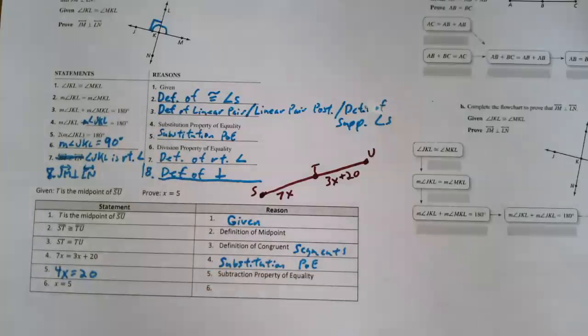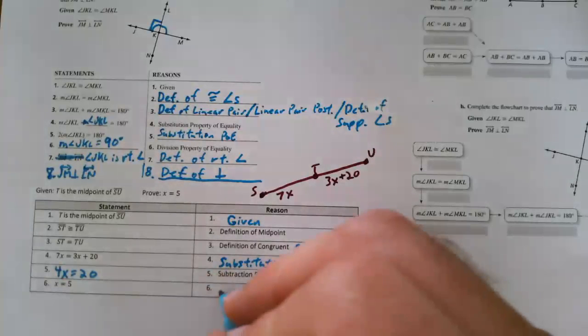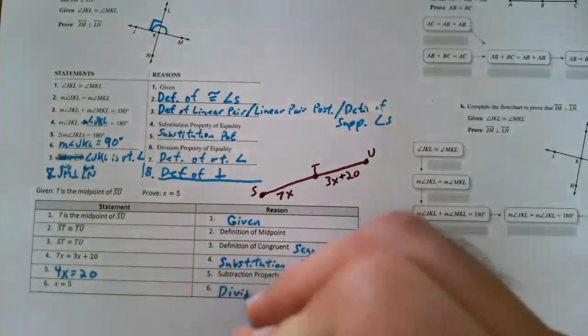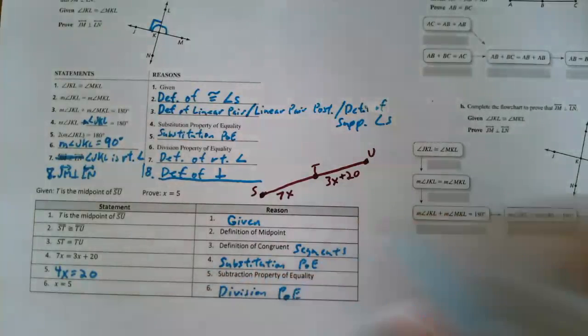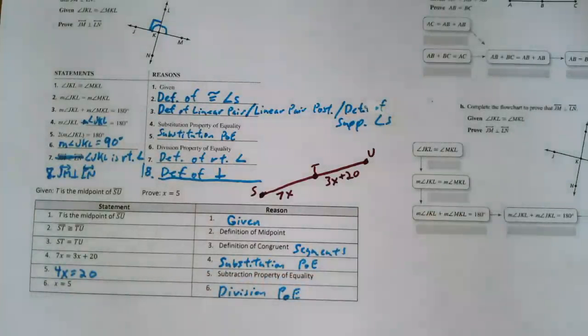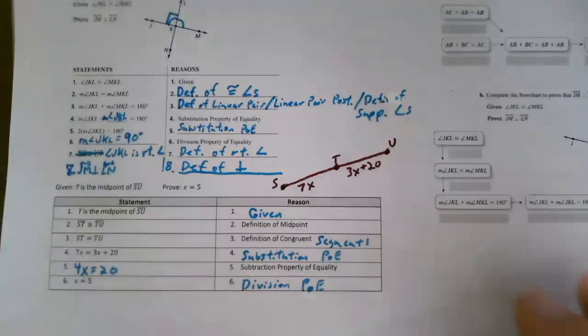And now, finally, 4x equals 20. How do we get to x equals 5 from there? Division. We divided. Yeah. So division property of equality. All right, let's keep going. So over here on the next one. Oh, sorry. I moved too fast.